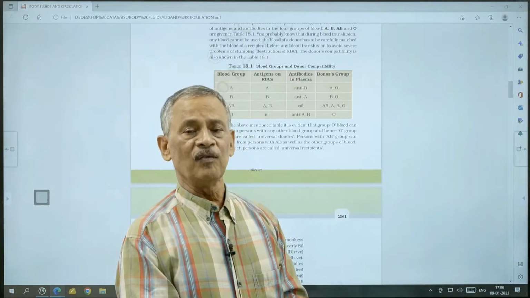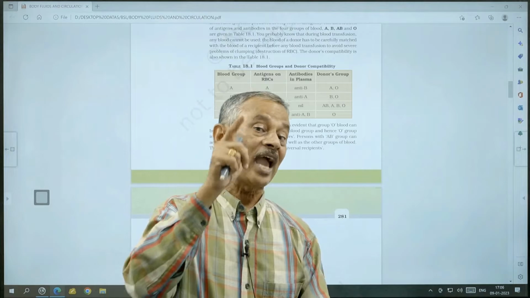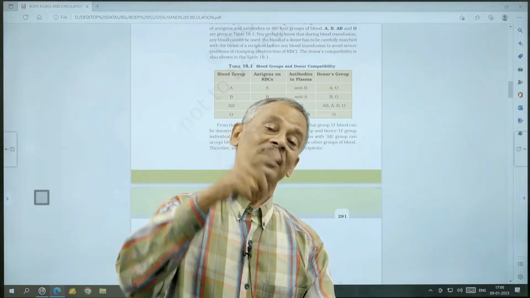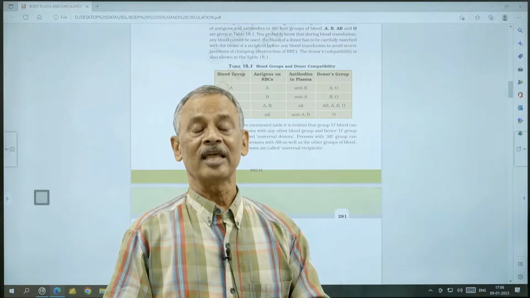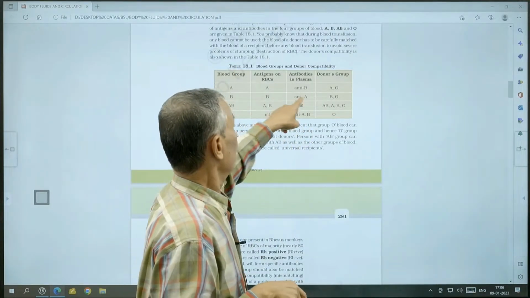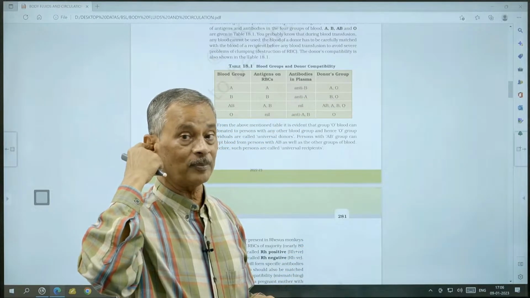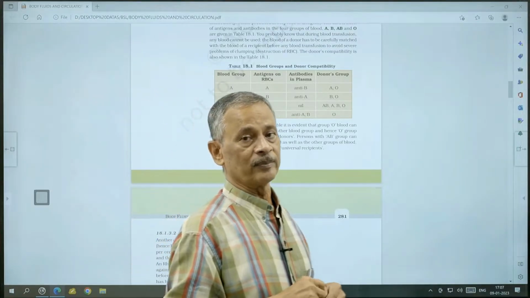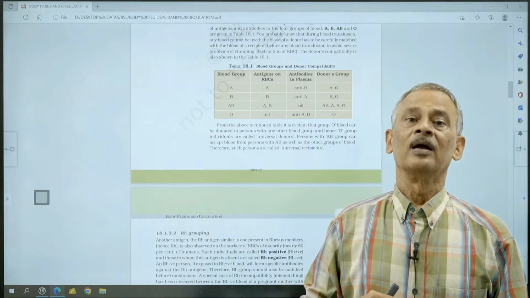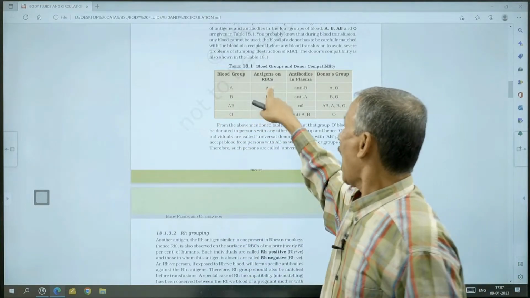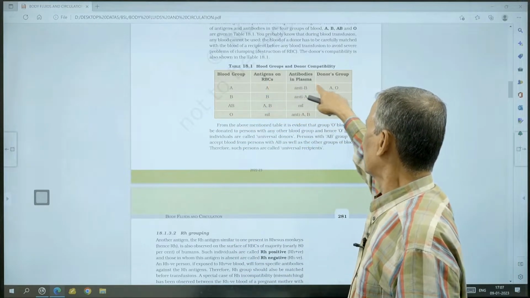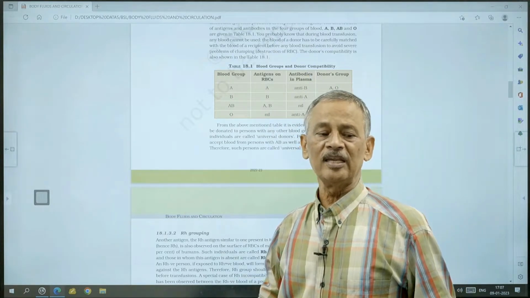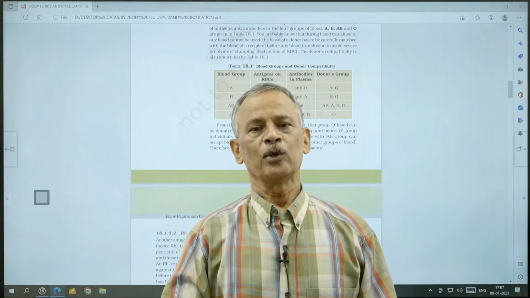And can I give it to B? No, B is having antibody. I am having antigen A, and he is having antibody A. That B group is having anti-A. So I cannot give blood to that person. It will become coagulated. So in blood transfusion, what is important? The reaction between antigen of the donor blood with the antibody of the recipient blood. That is the most important point. You have to look into that.